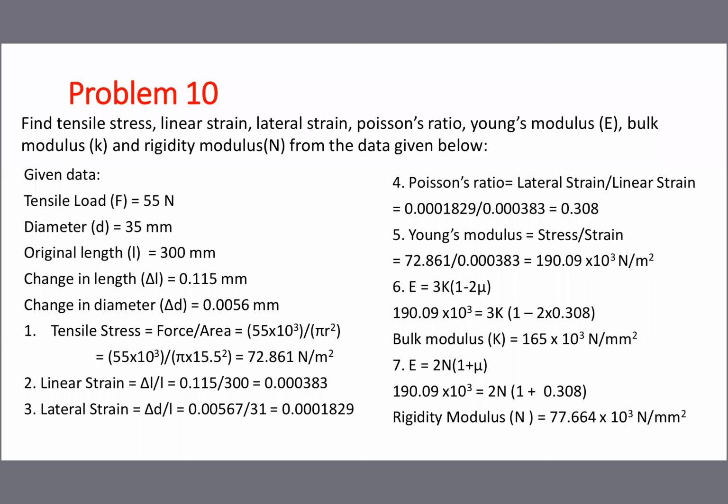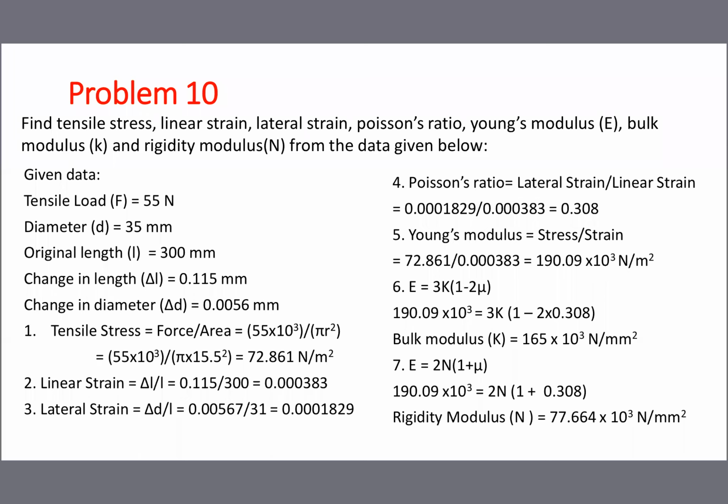Go to Poisson's ratio: lateral strain divided by linear strain. The lateral strain answer is right, only the 31, you take it as 35. Then the fourth one, Poisson's ratio. The formula is lateral strain divided by linear strain. Lateral strain data is available, linear strain data is also available. You divide, you will get 0.308. No unit.